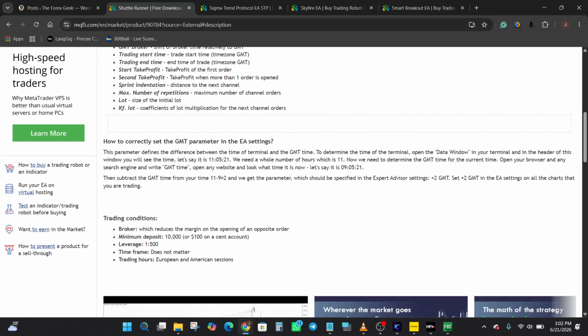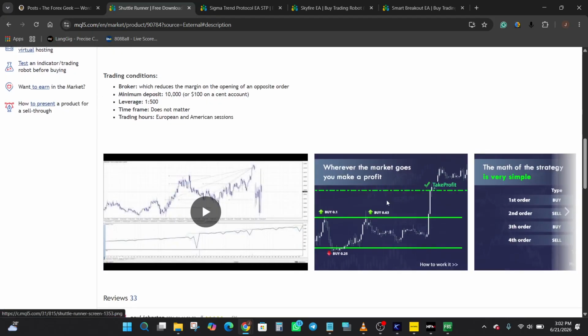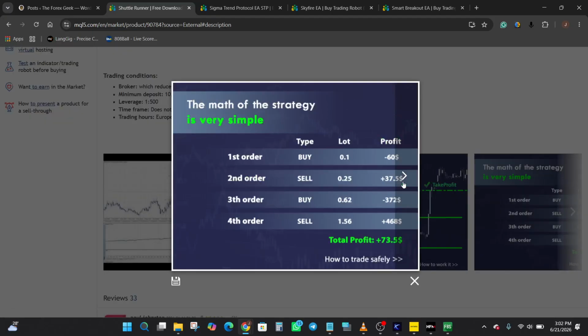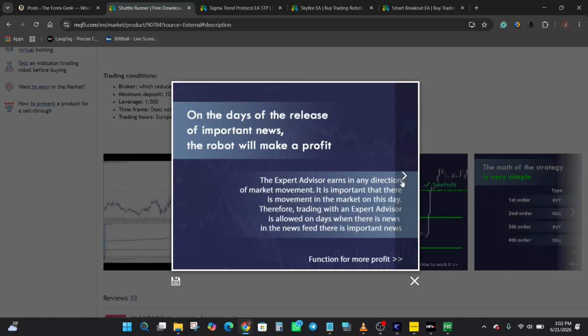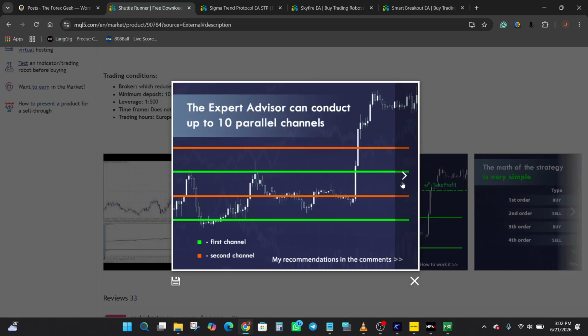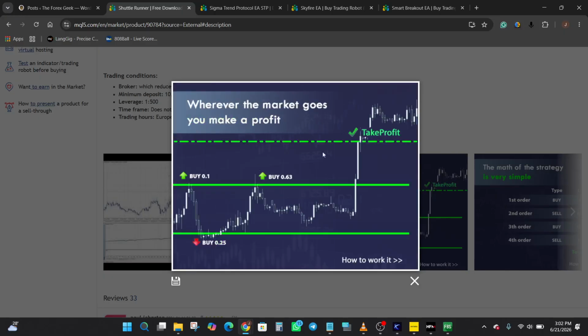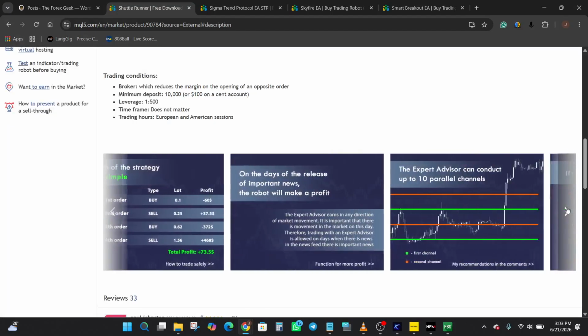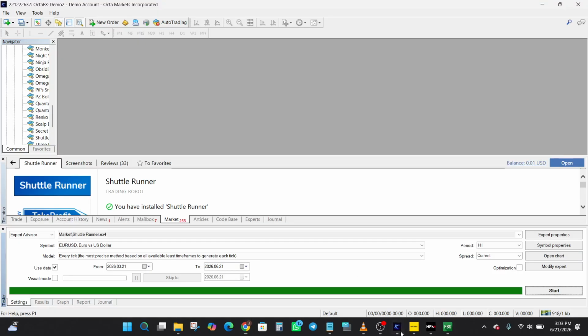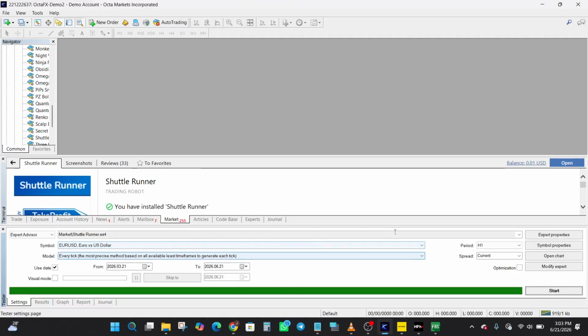Okay, now let us move over to the backtesting section. As I review the historical backtest results and the chart activity, it's useful to compare what we're going to be seeing with the strategy explanation provided by the developer. Since we don't have any tester report presented here, we'll just head over to our platform, our strategy tester. Let's see how the Shuttle Runner EA performed on EURUSD on the H1 time frame over the past 3 months using the every tick modeling.